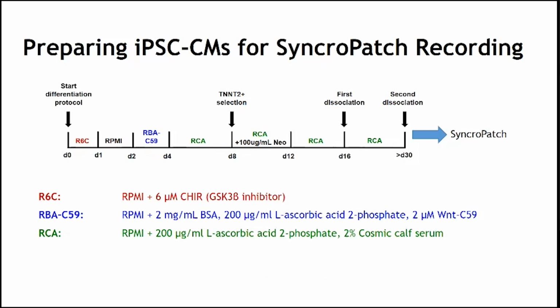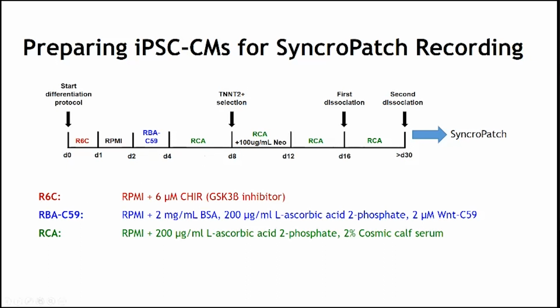So this is just a timeline of how the cells are prepared. Paul Burridge's lab has a unique way of introducing a selectable marker for cardiomyocytes. And so once the cells are differentiated and then selected, they then undergo a dual dissociation protocol that we have found was very valuable for preparing cells optimal for SynchroPatch recording.